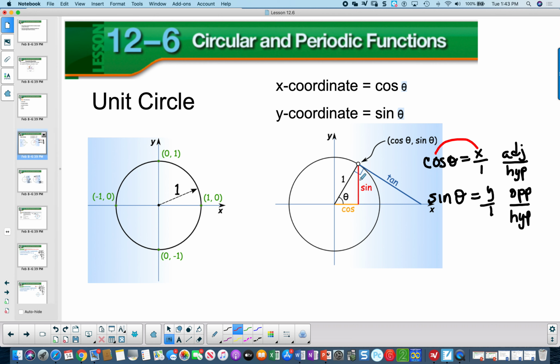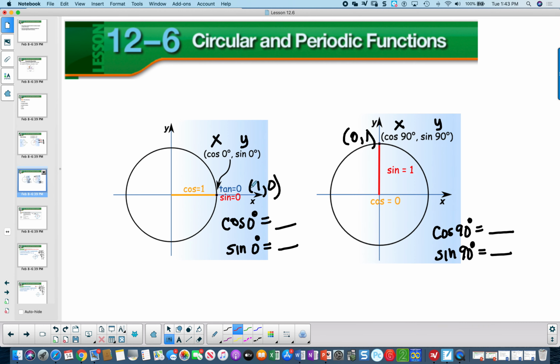And when we look at the triangle again and look at the opposite over the hypotenuse, that says the sine of that angle is the opposite over the hypotenuse. Since the hypotenuse is 1, we say the y-coordinate is the sine. Okay, so if we look at this point, this is the point location (1, 0), and it's also the 0-degree angle. We say the cosine of 0 is 1 because that is the x-coordinate. The sine of 0 is 0.